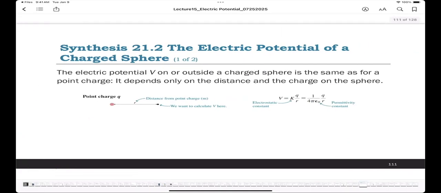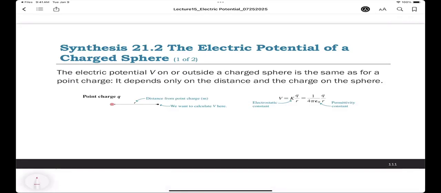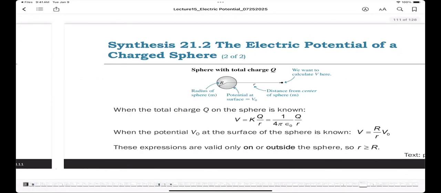Okay, let's try to summarize this. There is a synthesis 21.2, the electric potential of a charged sphere. The electric potential V on or outside a charged sphere is the same as for a point charge. It depends only on the distance and the charge on the sphere. You can see it only depends on the distance and the charge on the sphere. Okay, that makes sense to you.